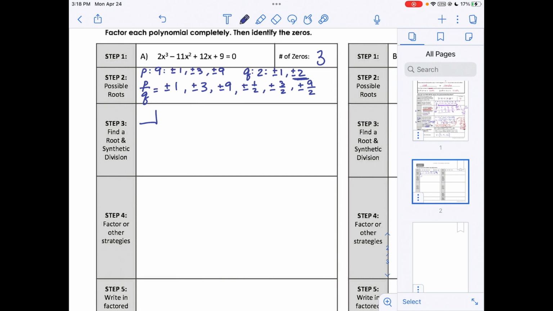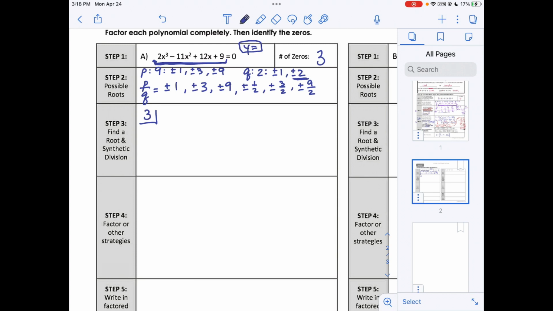We could try -1 and we'll have a remainder. I already know this because I've done it so many times. You can also find out by putting this expression into your graphing calculator where it says y equals and graphing it. Then you can see where they cross on the x-axis to figure out if there's a whole number that works. And in this case, 3 works.